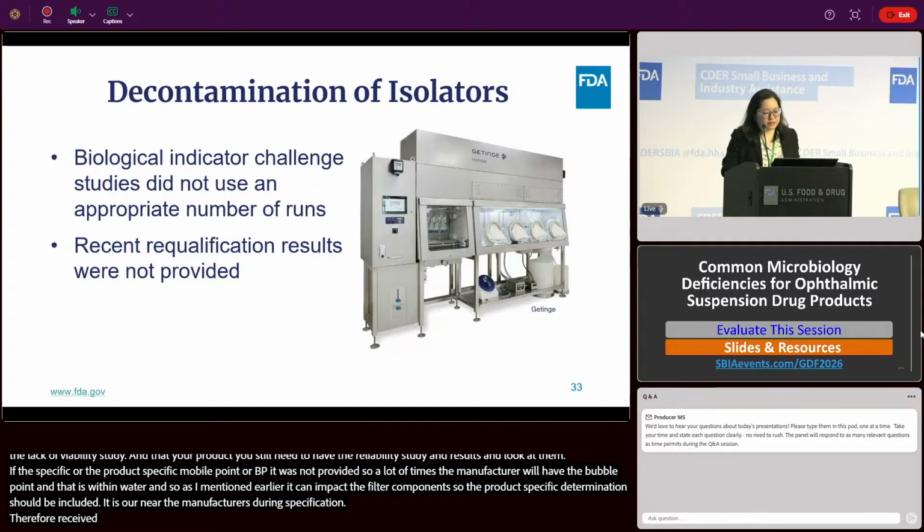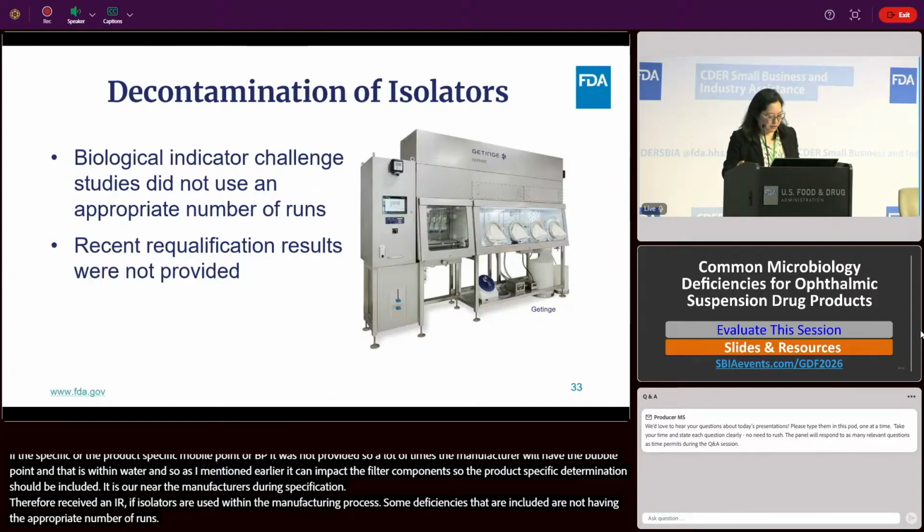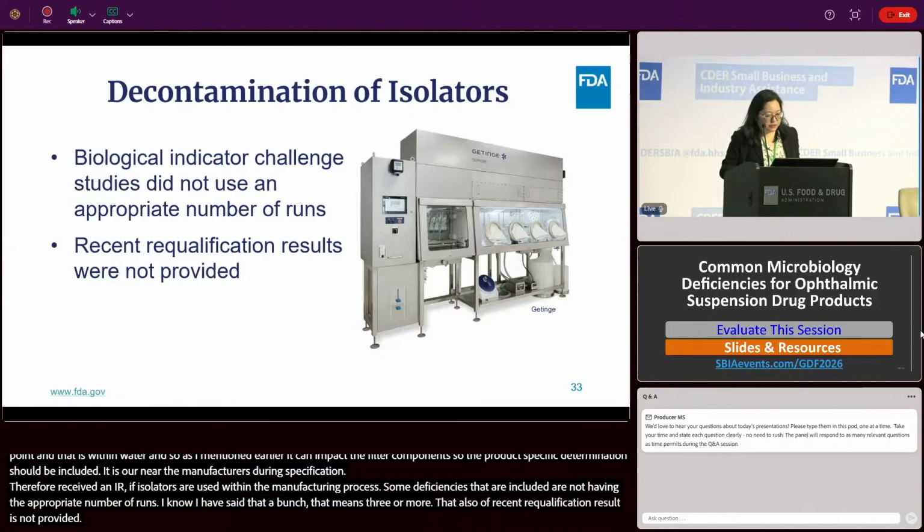If isolators are used within your manufacturing process, some deficiencies included are, again, not having the appropriate number of runs. I know that I've said that a bunch, but typically that means 3 or more. Also, a recent requalification result was not provided. And when you're including your validation of isolators, you want to make sure that you are putting your biological indicators in areas that are worst case.